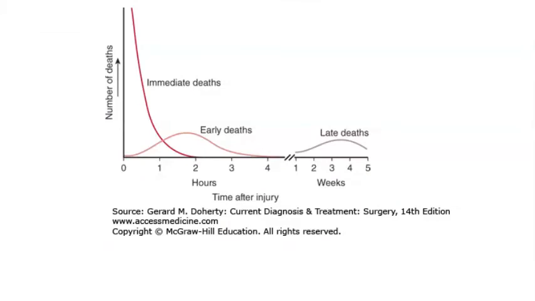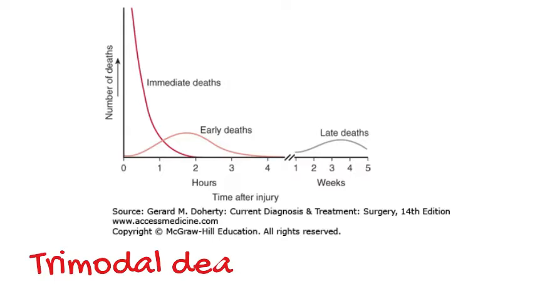This figure illustrates the trimodal death peak, whereby the number of deaths is highest during the first peak of immediate death, and the number of deaths lessens in the second peak, that means early death, and the late death.